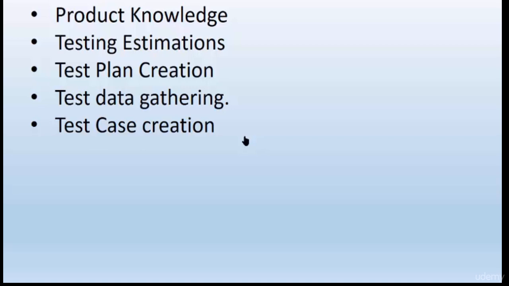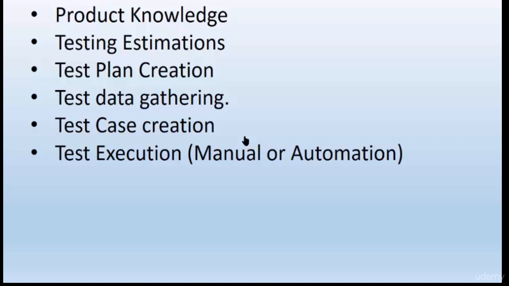So after test case creation, the next is test execution. The test execution could be anything, manual or automation. Just to let you know, manual, as the name suggests, means everything you would do manually by your hand. For example, you would check whether a particular button color is right or wrong.